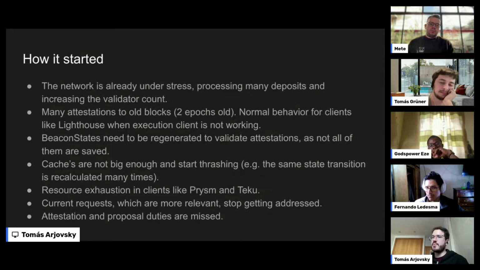So virtually, it happened as if they were offline. They weren't offline. They were actually processing so much information at the same time that they weren't able to process the current information. So basically something seemingly innocent, like old attestations, broke a couple of the clients.